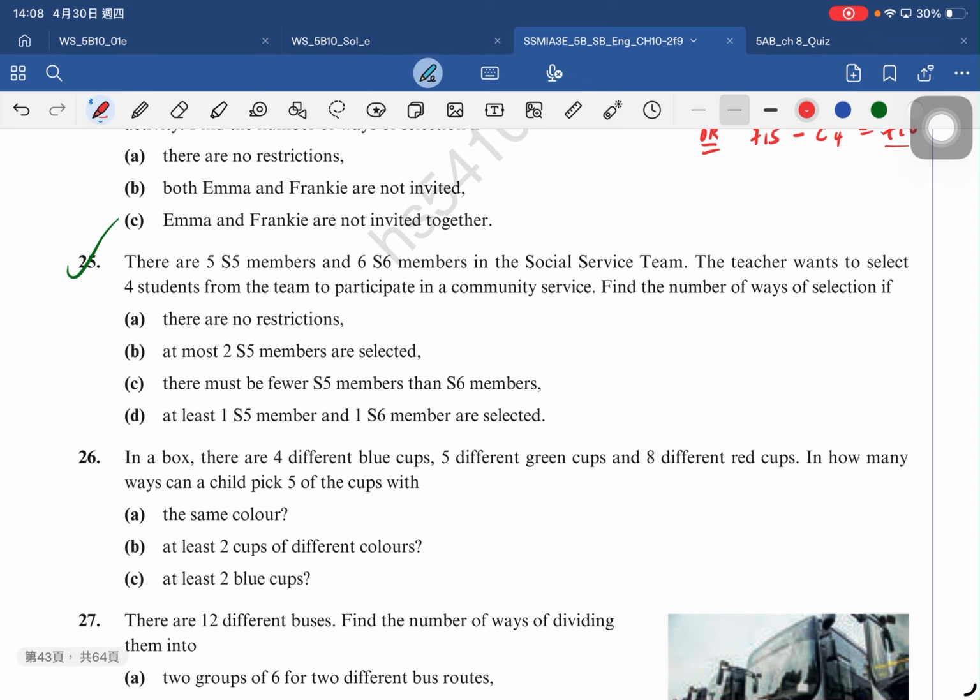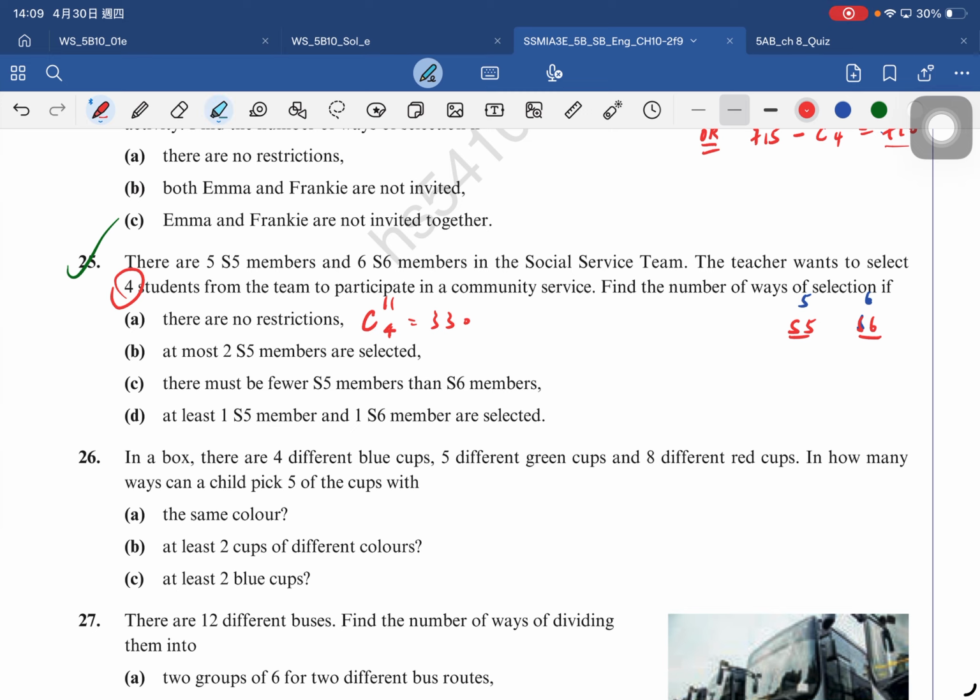Okay, so the last question, 25. Similar question: S5 members, there are 5, and the others are S6, there are 6. The teacher wants to select 4 students from the teams to participate in a service. Find the number of ways of selection if there are no restrictions. Similar to the previous question, out of 11 students, the aim is to select 4 students here. So 11C4, the answer should be 11C4, 330.